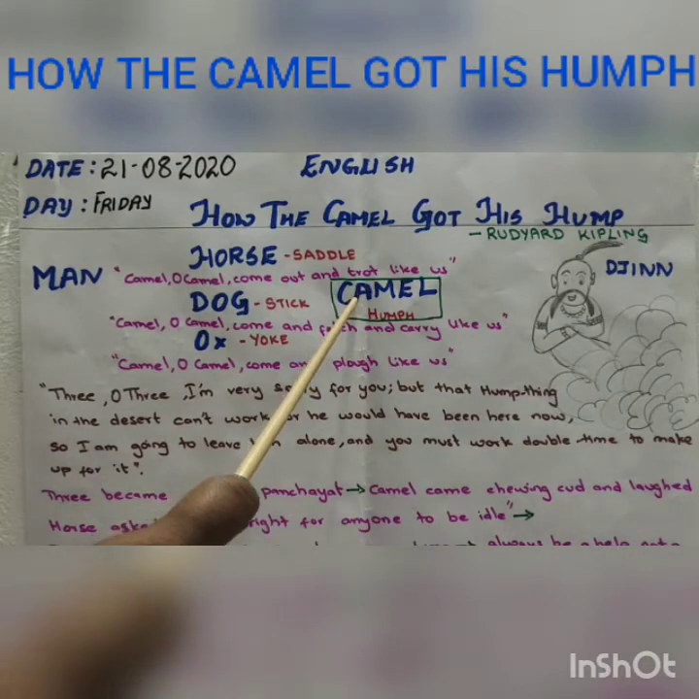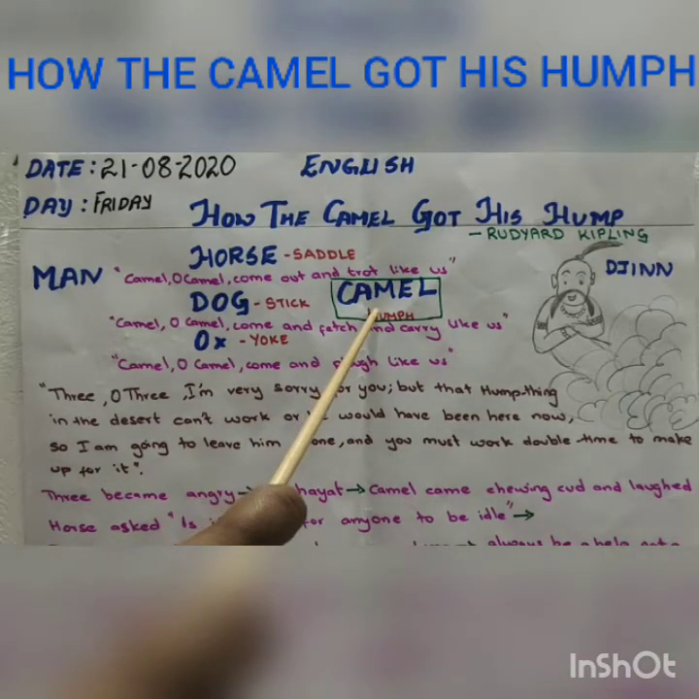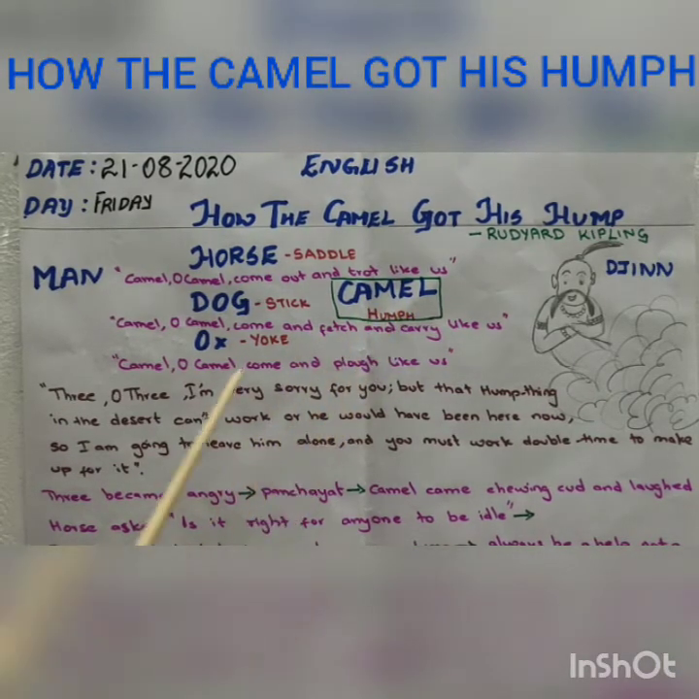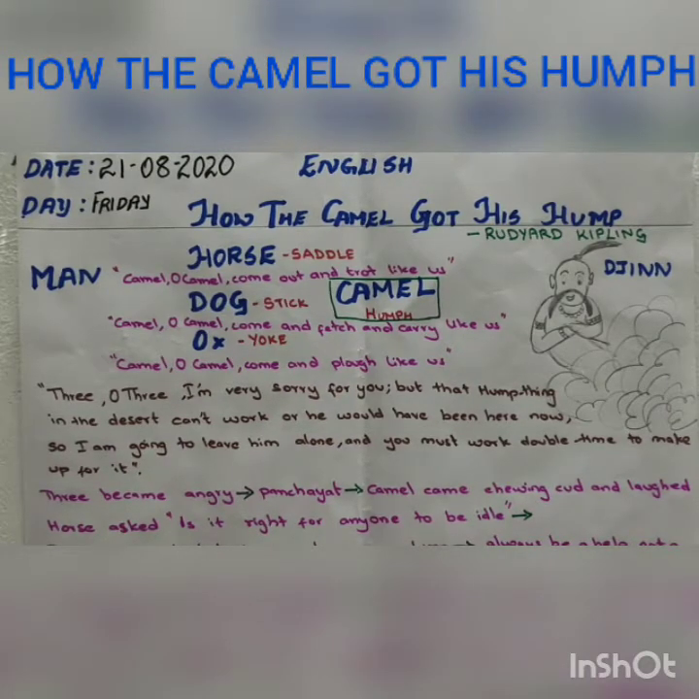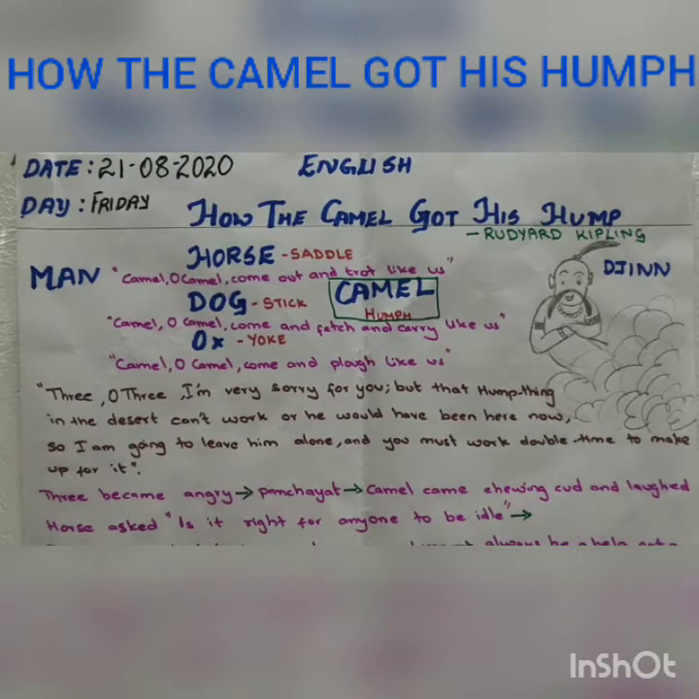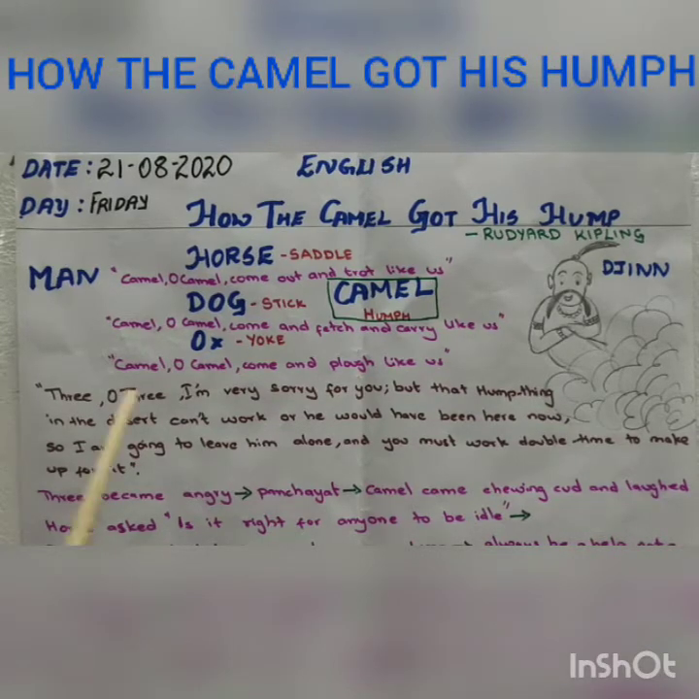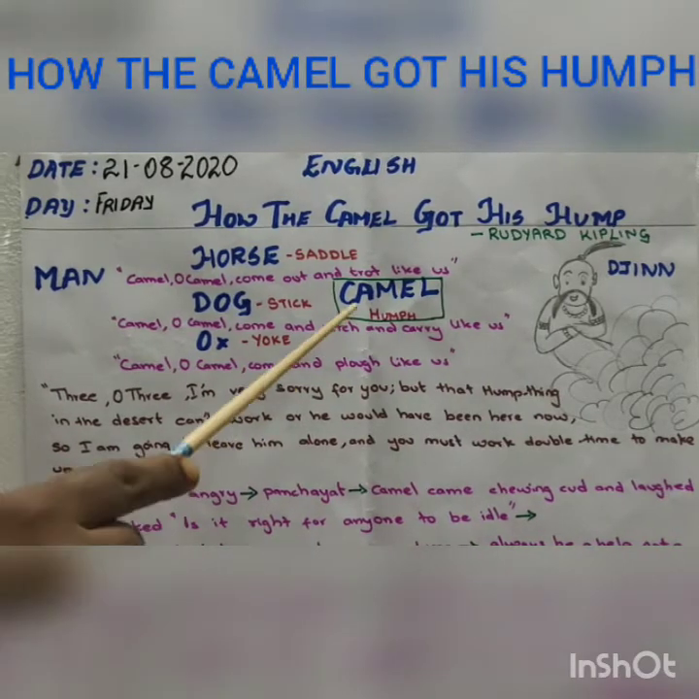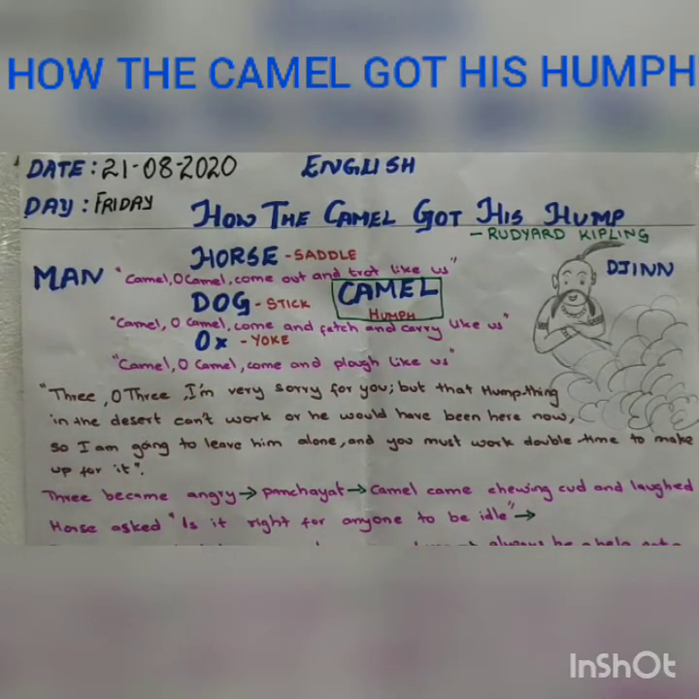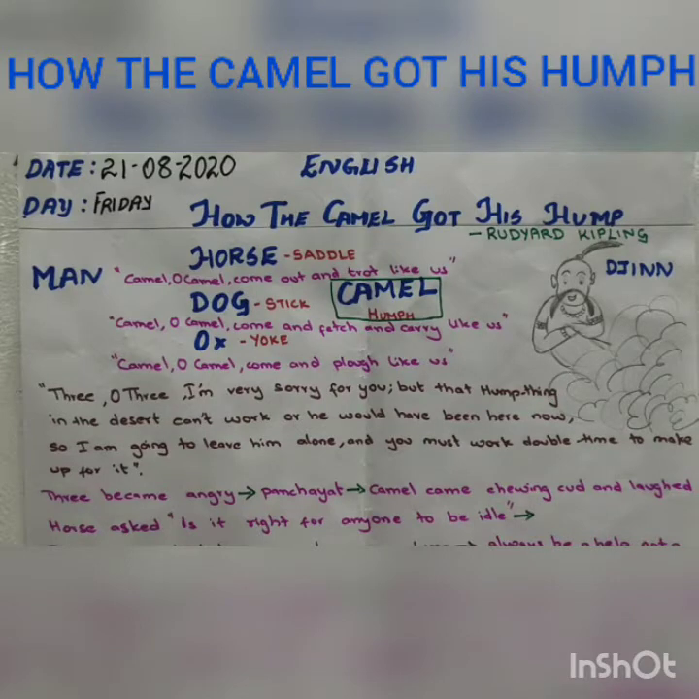So this is about how the camel got its hump. His hump, you have seen the camel's back is not like a horse or like a donkey's back. It has a hump on it. You can call it a lump or a small puffing kind of a hump like this. So the camel, actually when the world started, did not have its hump.